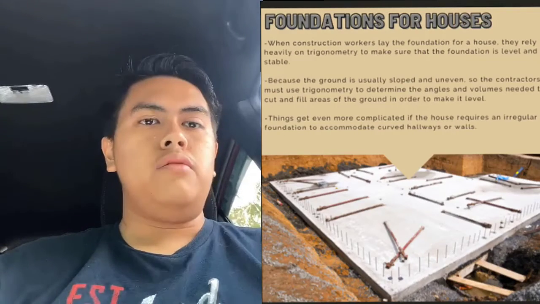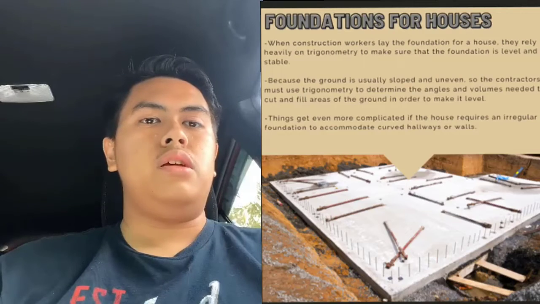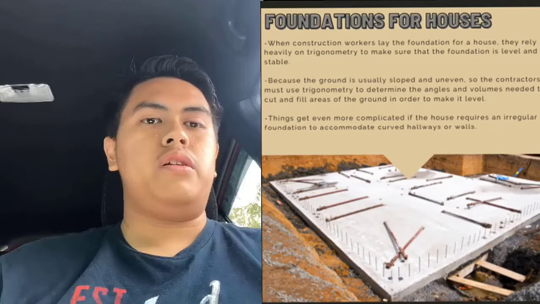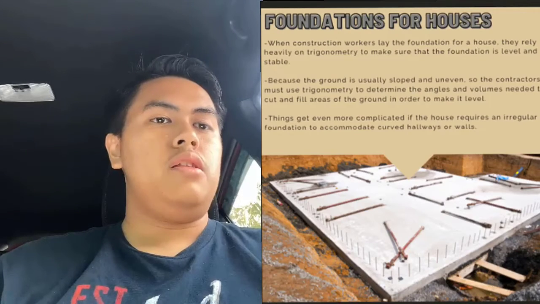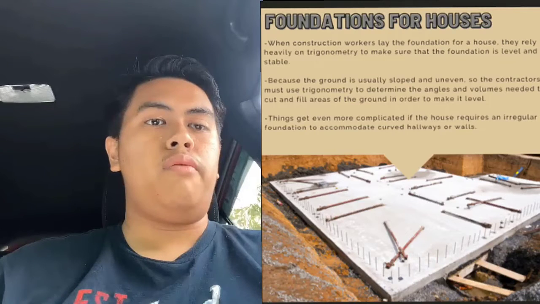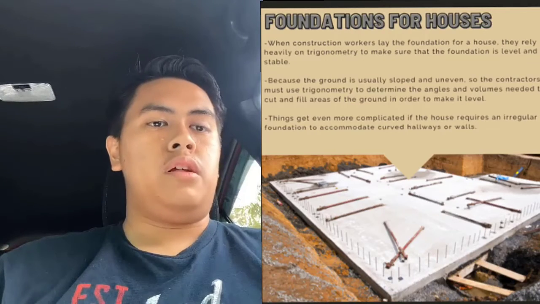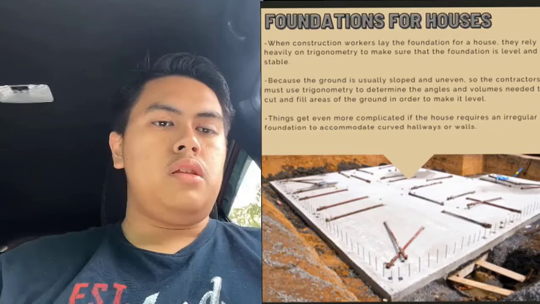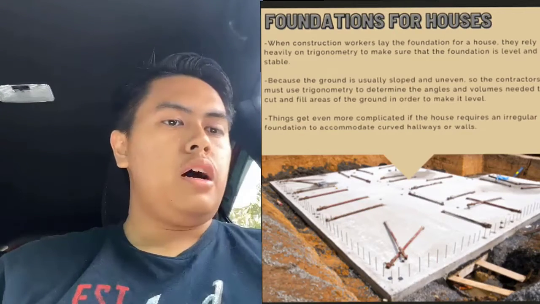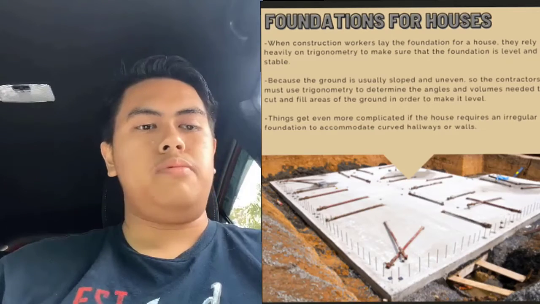Okay, the ground is usually sloped and uneven, so the contractor must use trigonometry to determine the angle and volumes needed to cut and fill areas of the ground in order to make it level. Also, if this method is not applied, the house will crack and collapse.